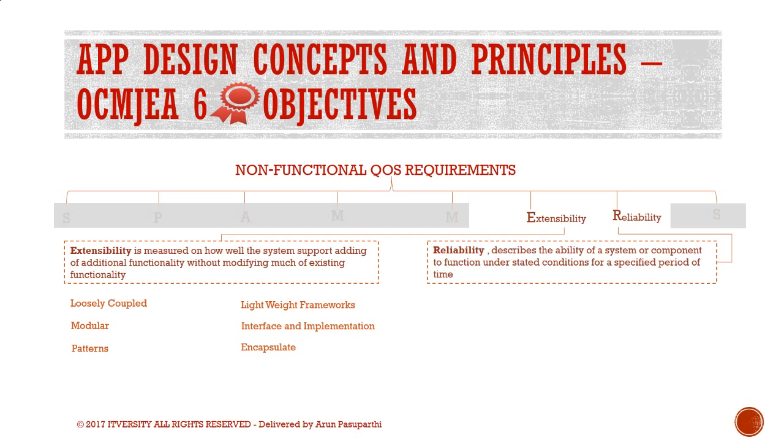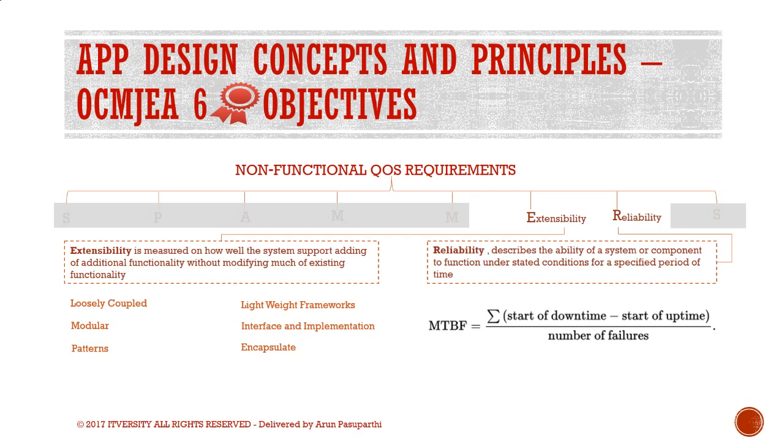For maintainability, you need to have loosely coupled code. For extensibility, you need to have loosely coupled code just like maintainability. You should have modular code just like maintainability. Patterns, see how they have a very similar way of handling or enhancing a certain aspect of non-functional requirement using the same activity, right? And then you need to use lightweight frameworks. You need to use the concept of interface and implementation so that you can replace that implementation with an enhanced version of implementation. And you need to do encapsulation, the basic object oriented concepts.